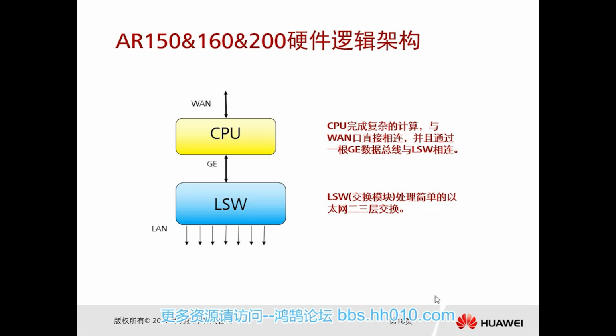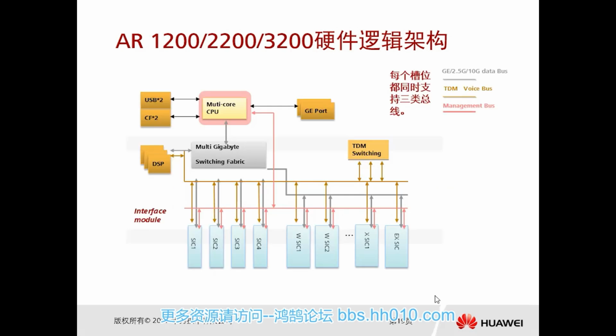Next, let's take a look at the 1200, 2200, 3200 hardware logical architecture. In this case, it looks a bit complicated. Similarly, it has the CPU and the switching module, these two major parts. On this basis, some additional elements have been expanded because my device needs to support SIM cards. So when designing, each slot was pre-assigned and the bus interface still reserved, so it can be supported. As for my voice and data, I can support all these things.